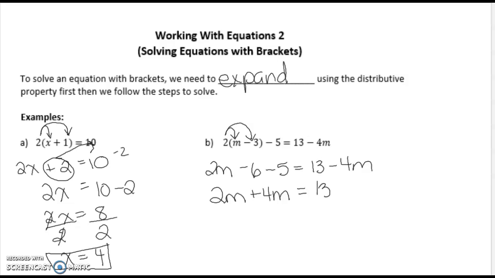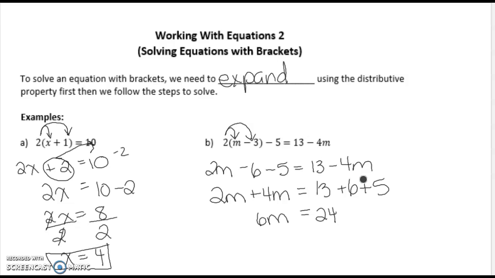We already have a 13, but now we're going to move this 6 over. Negative 6 turns to a positive 6. Negative 5 turns to a positive 5. Okay, so now we're going to simplify. 2m plus 4m gives us 6m. And then equals 13 plus 6 plus 5 gives us 24.